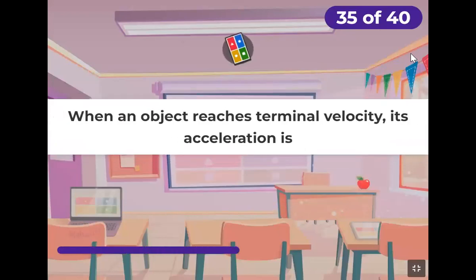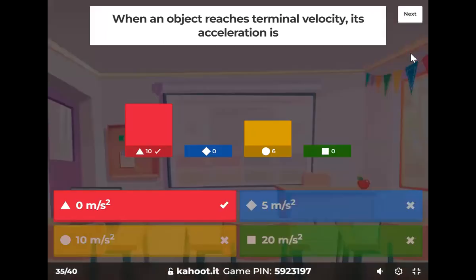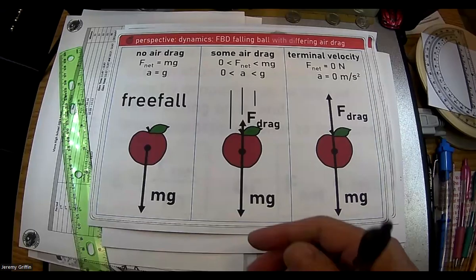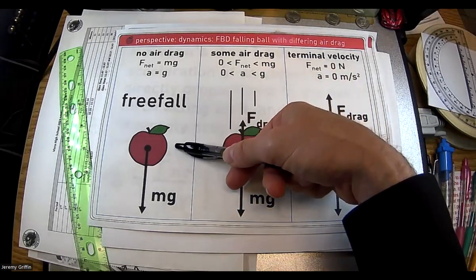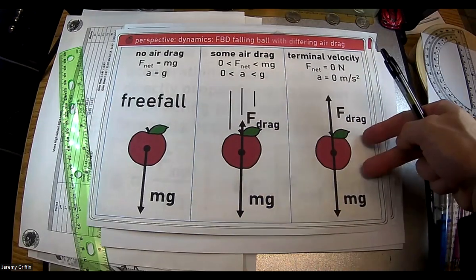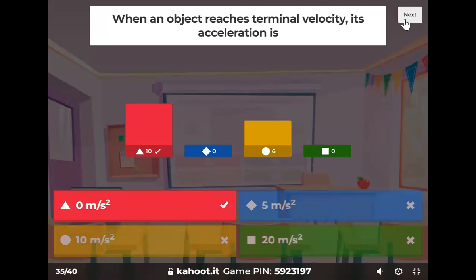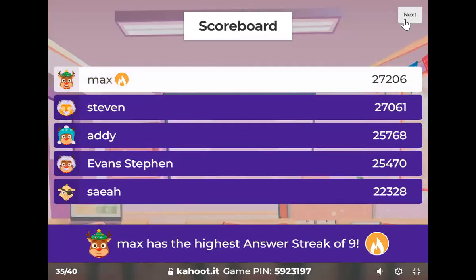When an object reaches terminal velocity, its acceleration is... Yeah, 0 meters per second squared. Now, to have terminal velocity, you need something that we normally ignore in this class, which is air drag. If there was no air drag, if in a vacuum, can you ever reach terminal velocity in a vacuum? No. You need air drag to make this happen. So the faster it falls, the more the air drag picks up until it reaches the state here. Then it just falls with a constant velocity, so there's no more acceleration. 0 net force, 0 acceleration. That is an example of equilibrium.